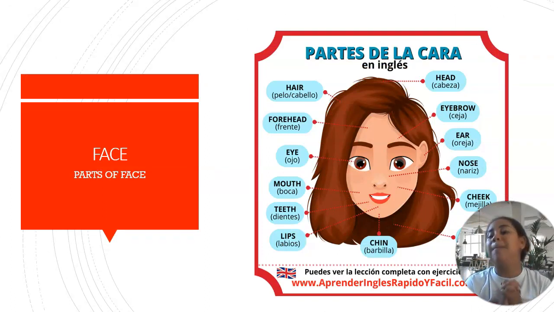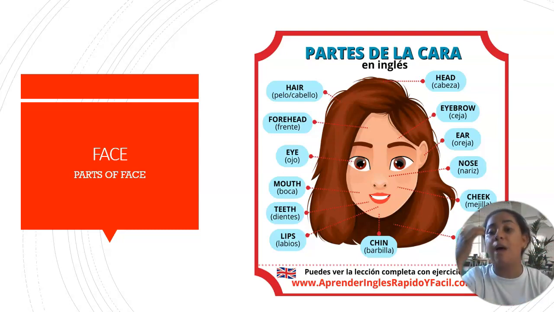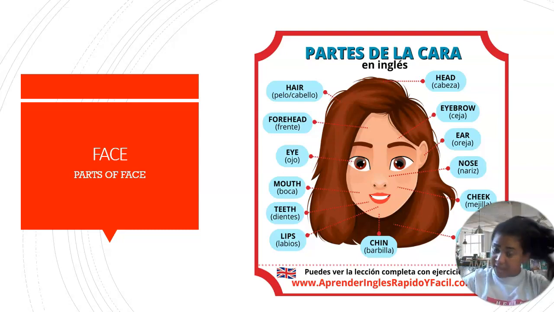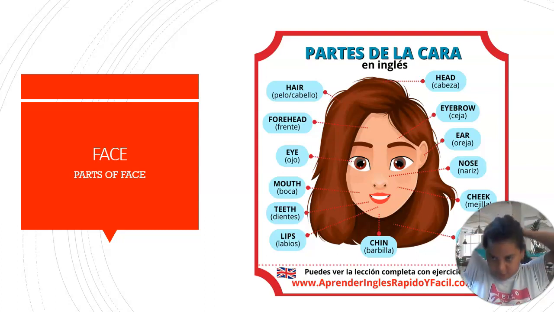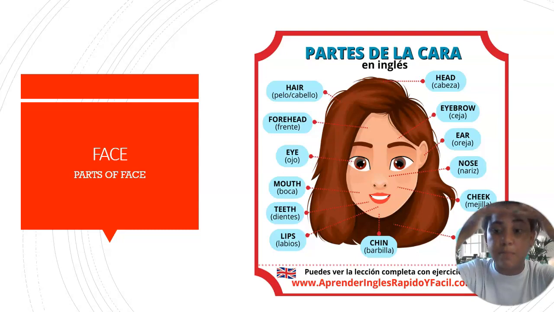So we will start with the topic. We have some main parts of the body. This part is our head. In the head we have a face. Okay, this is our face. In the face we have some parts too. For example, we can say the hair. This is my hair. In this case, it's long hair, but some people have short hair. Okay, this is the forehead. Can you repeat? Forehead. Yes. All right. Very good.